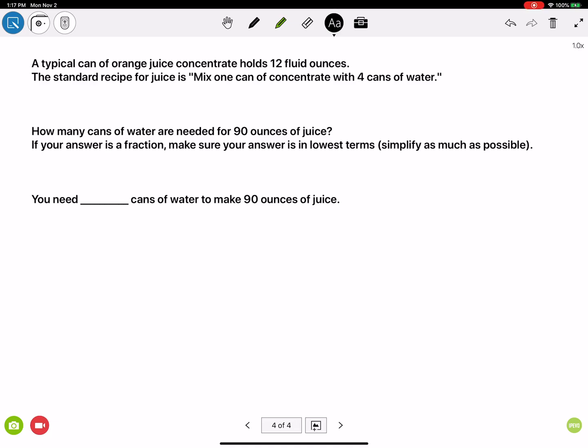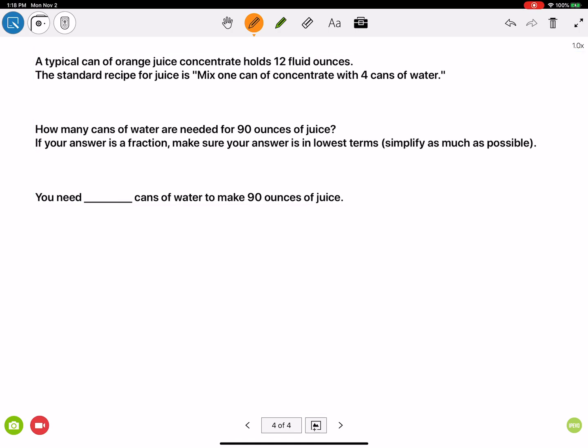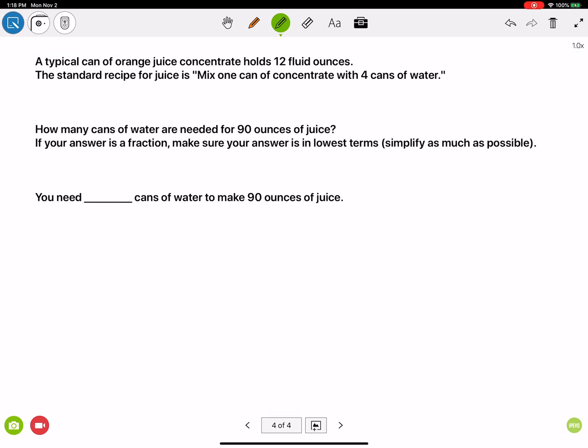All right, so let's look at this question. It says a typical can of juice concentrate holds 12 fluid ounces. And then it says that the standard recipe for juice, so to make juice, you need to mix 1 can of concentrate with 4 cans of water.